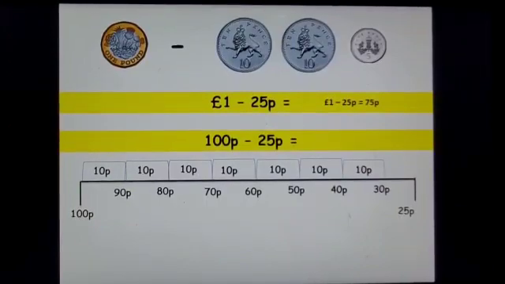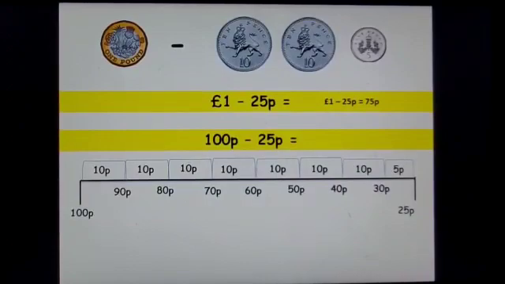I can't take another 10 pence away because it'll take me to 20 pence, but I only want to go to 25, so I know I need to take away another 5 pence. Again, let's add the money that we took away from the 100 pence. 10, 20, 30, 40, 50, 60, 70, add the 5, 75 pence. So we can see we get the same answer, but it's just a different way of doing it.